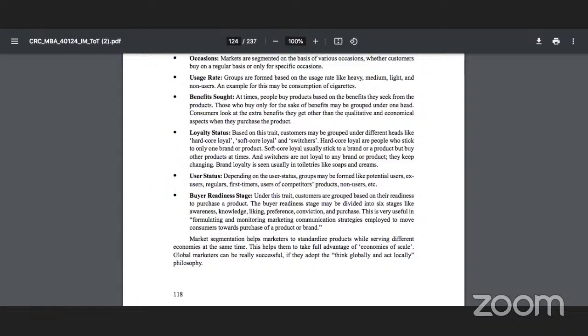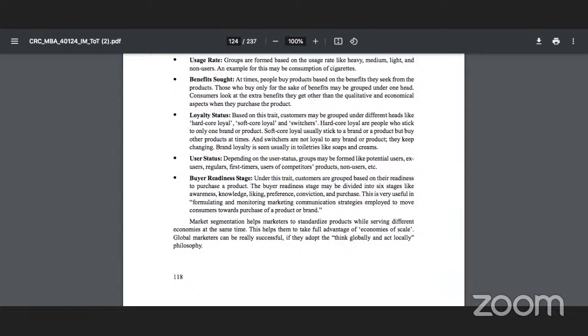Then we talk in terms of loyalty status. Based on this trait, customers may be grouped under different heads like hardcore loyal, softcore loyal, and switchers. Hardcore loyals are those people who stick to only one brand or product throughout. They are usually reluctant to buy other products, but may occasionally buy other products. Whereas switchers are not loyal to any brand or product, they keep switching. Whereas the soft core loyal are those who switch occasionally, but fundamentally they stick to one particular brand. This is something that is seen very often in products like soaps, creams, paste, etc. Brand loyalty is one of the most important factors that companies consider while targeting their specific customers.